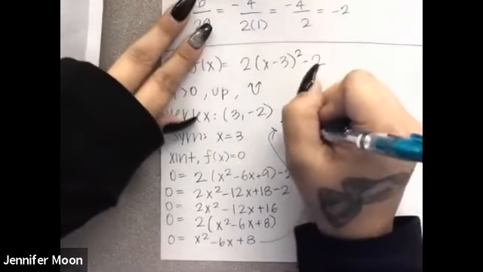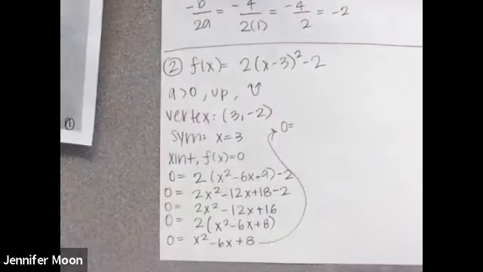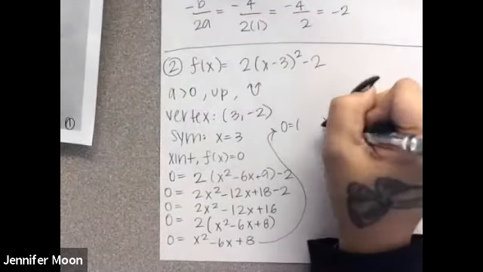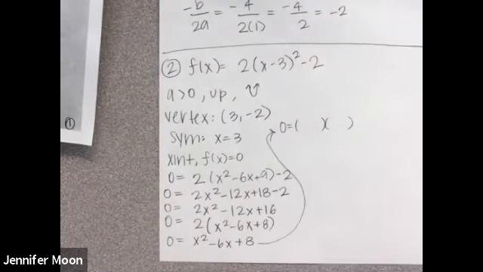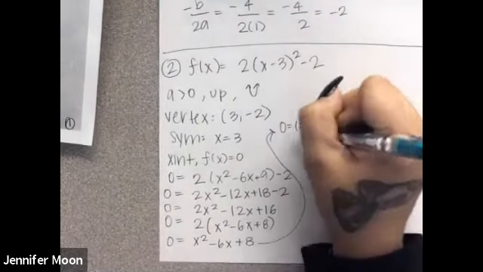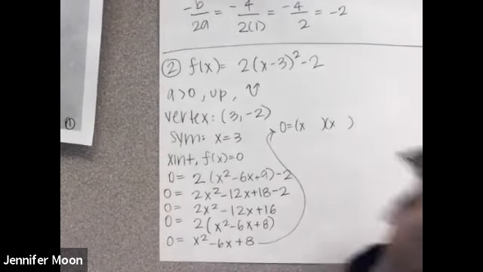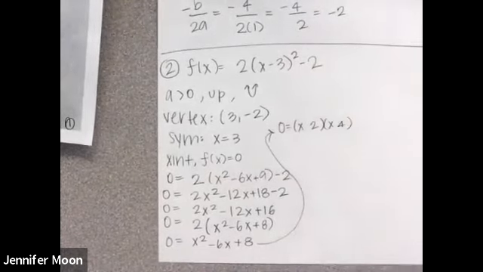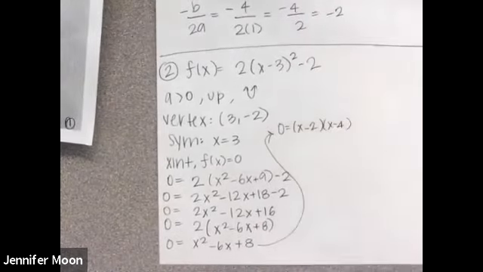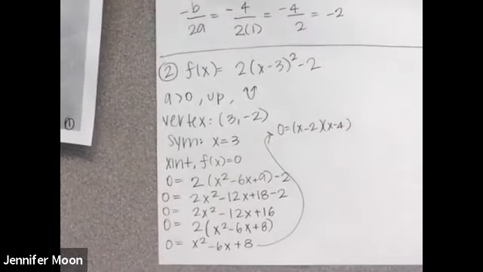Okay, so I have 0 equals, if I factor that trinomial, I could do the quadratic formula, I could do the AC method, I could do whatever I want. I'm going to do trial and error. I know I need x's here. Factors of 8 are 1 and 8. 2 and 4 give me 6. A negative 2 and a negative 4 give me a negative 6. So that's what I want.